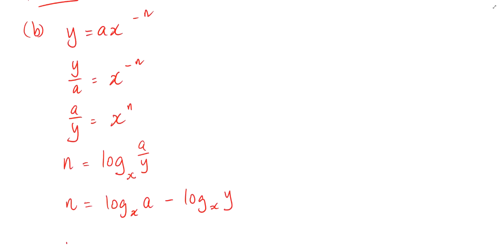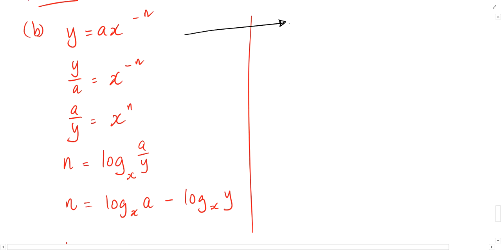Actually, we just do it step two. Okay, April has a suggestion. Come, let's start. You just make everything log. Tell me. You take the y equals to ax power negative n, then you just log the entire thing. Take log on both sides. Ax power negative n, and then?